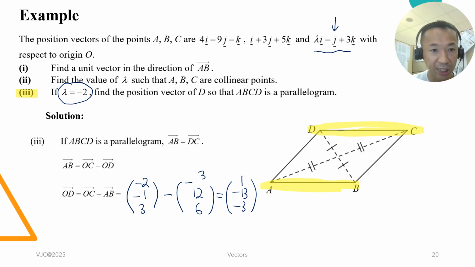So I just want to emphasize us using the idea of parallelogram. If ABCD is a parallelogram, then the opposite two sides, the opposite two vectors, must be equal. When I say vector equal, it means direction as well as magnitude. So that concludes this example.